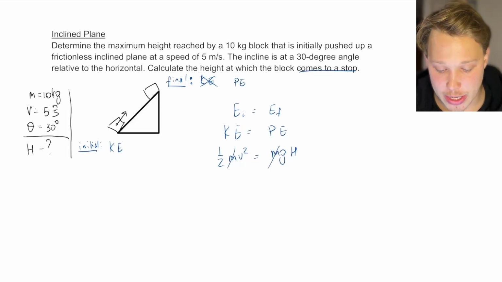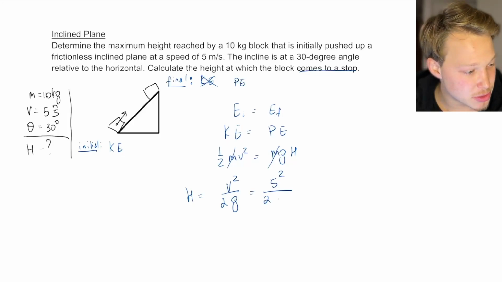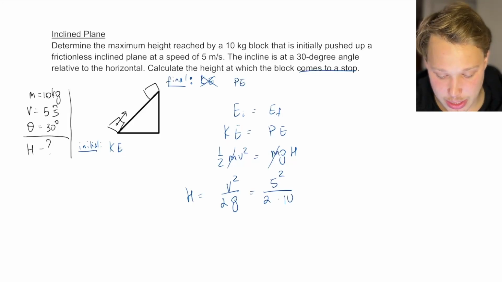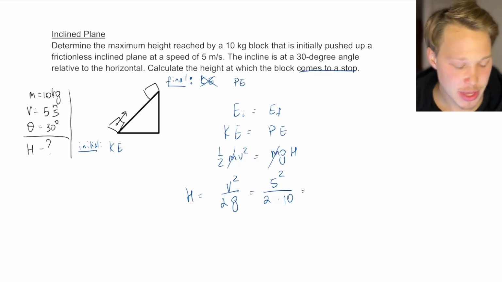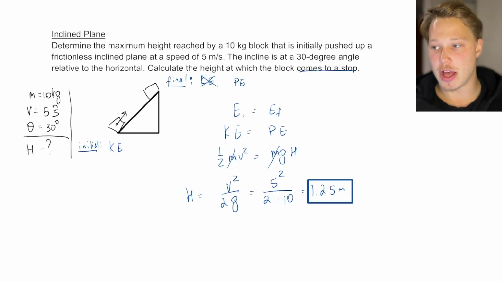So we can divide both sides by m and find the total height as simply 5 squared over 2 times 10. I'll use 10 for g. That gives 1.25 meters. Great. So this is our final answer for this problem. So as you see, inclined planes aren't always scary.